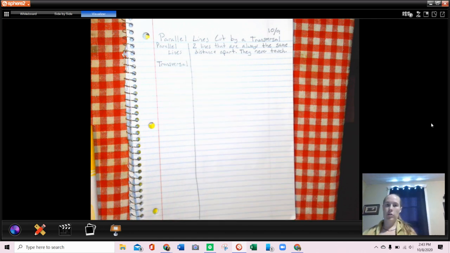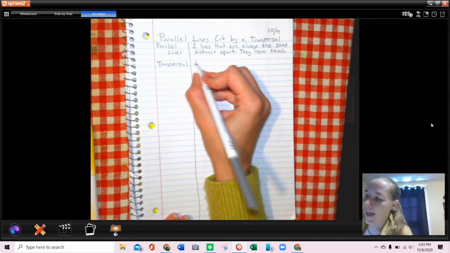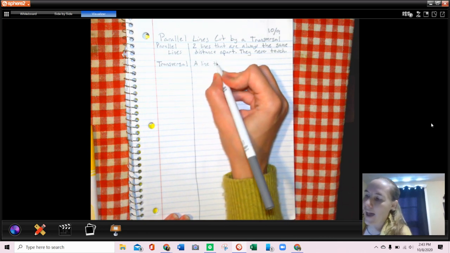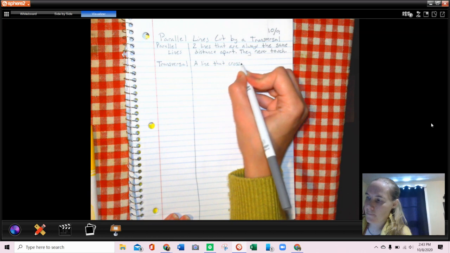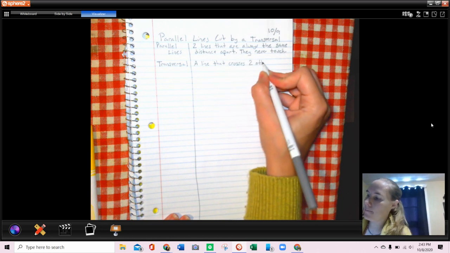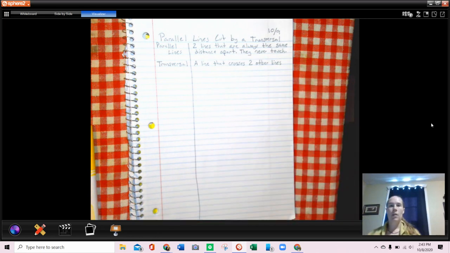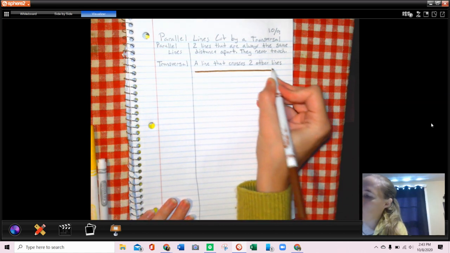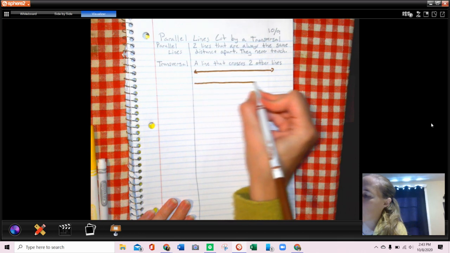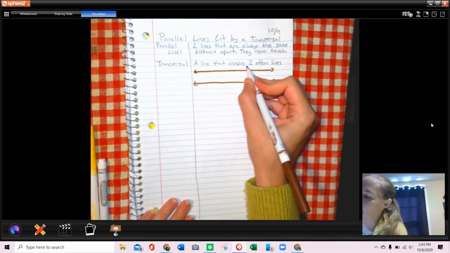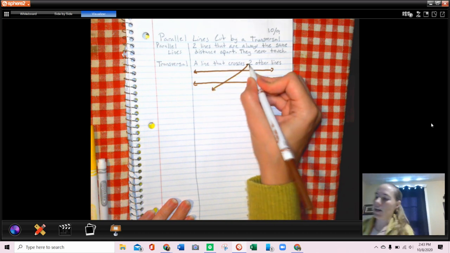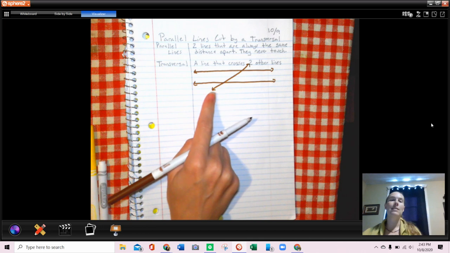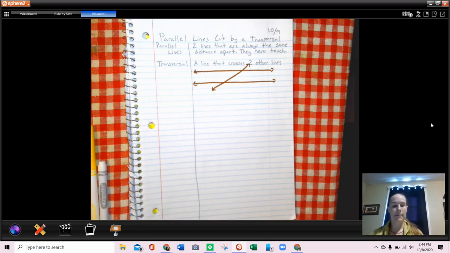So the word that's probably super new is transversal. And what a transversal line is, it is a line that crosses two other lines. So, for example, say I have, and I would make this big because we're going to keep going back to this picture. Say we have a set of parallel lines and it's cut by this line here. So this line is a transversal, the line that cuts it across.